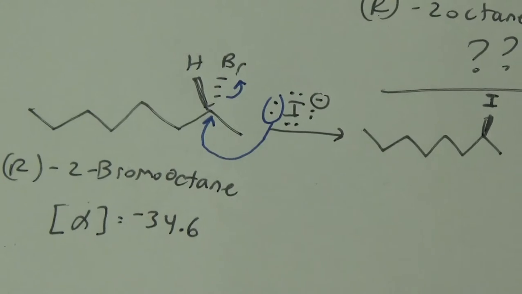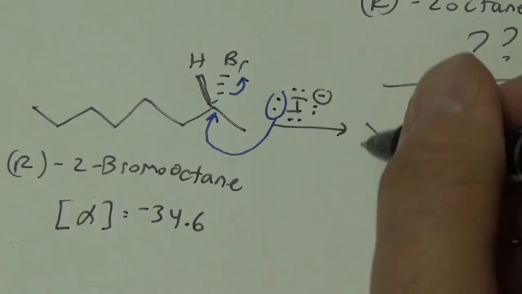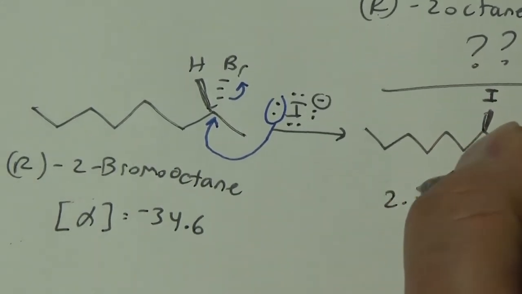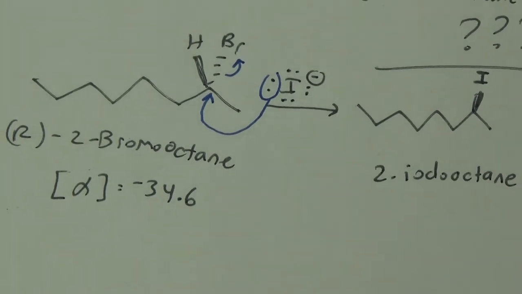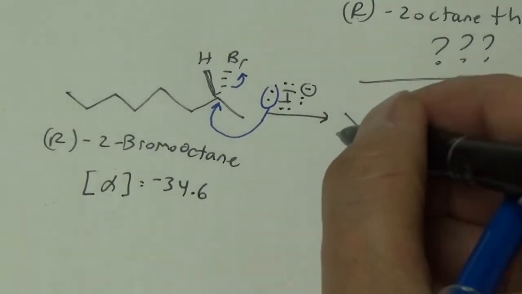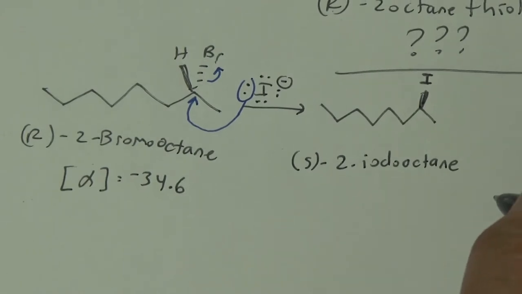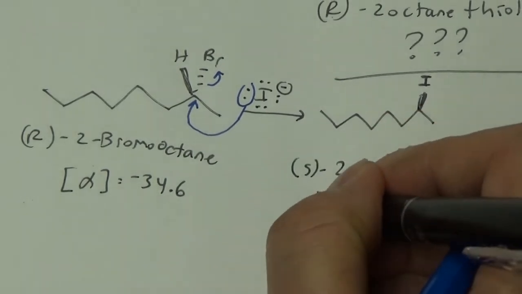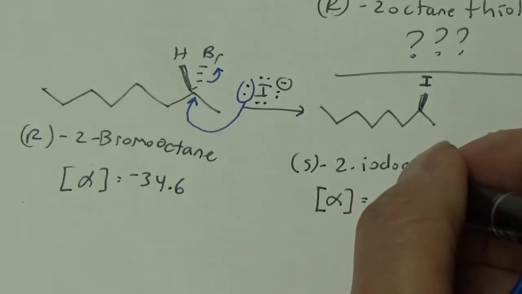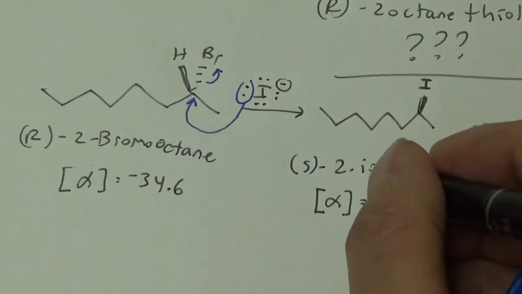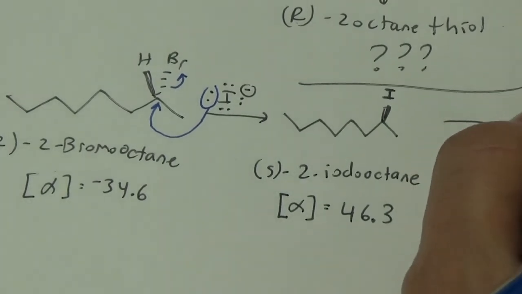Okay, what's the name of that molecule? If this was R-2-bromooctane, this must be something 2-iodooctane. What's the stereochemistry going to be? Well, if this was R, this has got to be S. It has to be, you can double check it, it's absolutely S. And what's the alpha? That's something you can't really know, but you'd look it up, or it's in the book, for example. The sign changed, it went from negative 34.6 to 46.3 with the iodine, so it's a little bit larger in magnitude. All right.